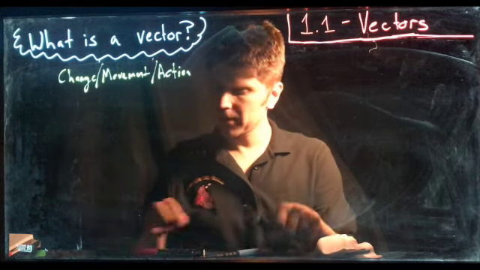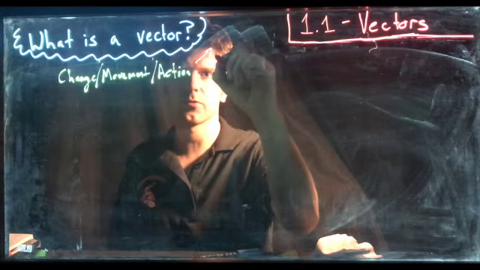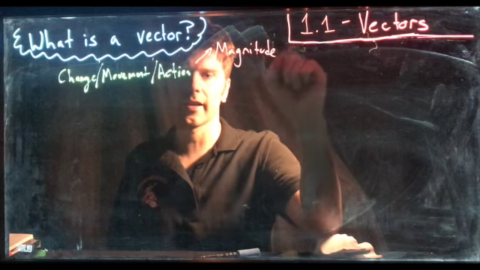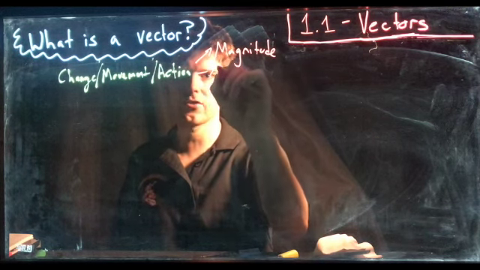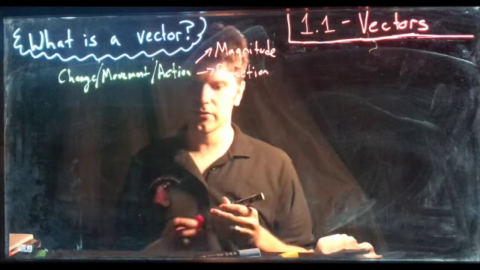And mathematically, we often say that a vector has two things. It has a magnitude, or some kind of definite size or length, and a direction. It goes in some direction and not in another direction.